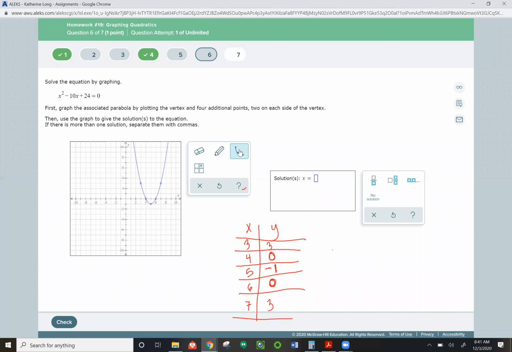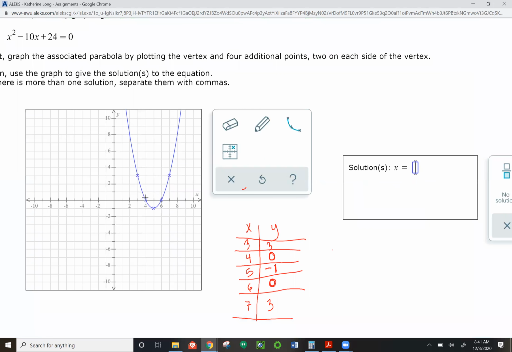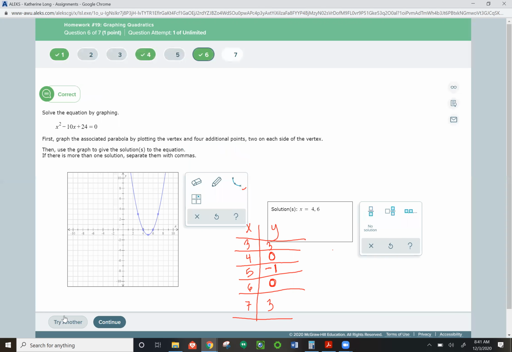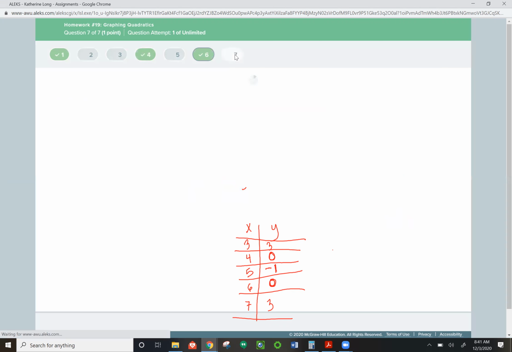We've got it. So what are the solutions? Now, if you remember, guys, the solutions are where they cross the x-axis. So they cross the x-axis at x equals 4 and x equals 6. You can see that over here on our XY chart, that when the y value is 0, our x's are 4 and 6. Okay, so let's go ahead. We'll put 4 and 6. And we'll check that to make sure that we're good. And we're good, okay?